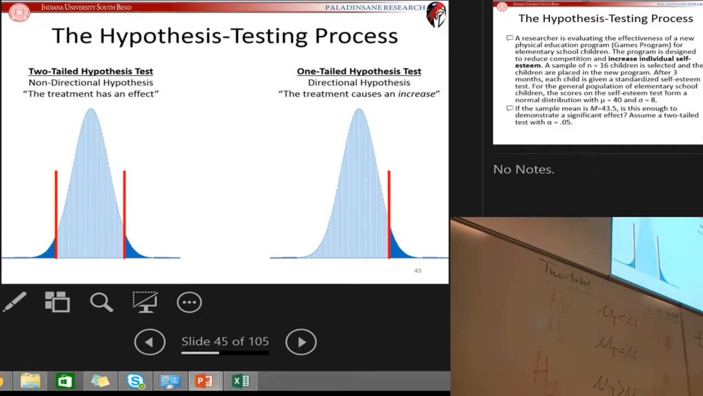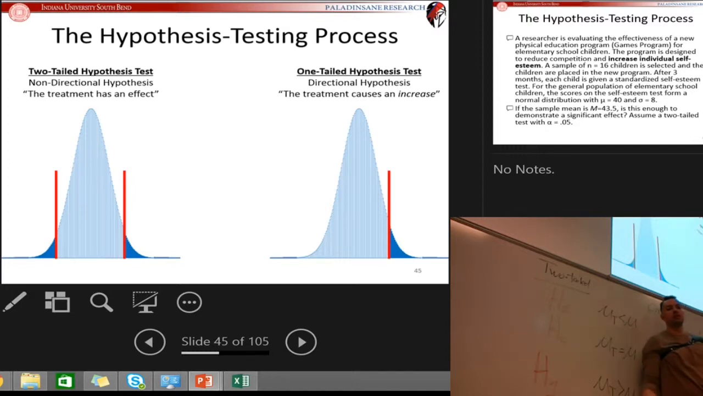It has to be decided before you take a look at the data. You cannot just take a look at your data and say, well, if it's an increase, I'll do a one-tailed looking for an increase. And if it's a decrease, I'll do a one-tailed looking for a decrease. You're not allowed to do that. You need a very good reason to look one way or the other before you collect your data.